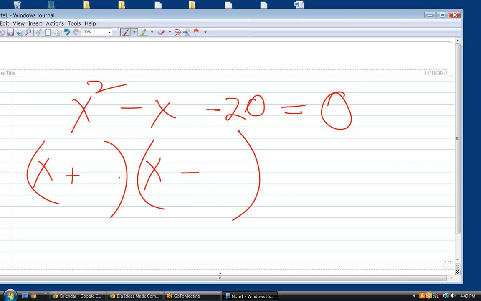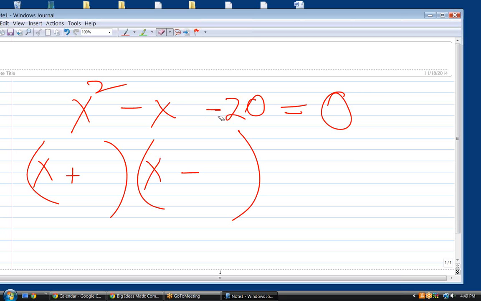So step 3 is to determine the factors of 20 that will add up to 1? Not add. Subtract. Exactly. When that's a negative sign, these factors have to subtract to the coefficient of the middle term. When it's a plus sign, they have to add. When it's a minus sign, they have to subtract. So I want factors of 20 that subtract to what number?